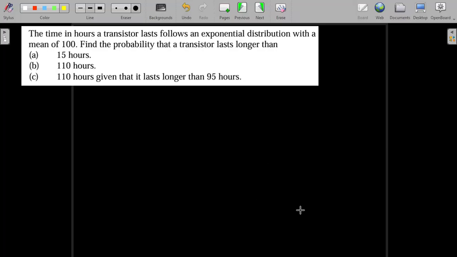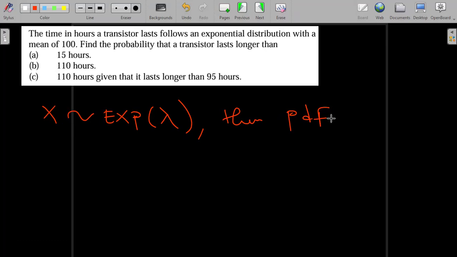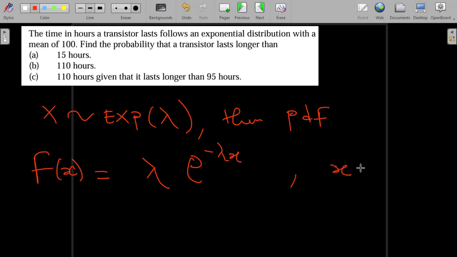Welcome to this video. In this lesson, we are going to look at questions on the exponential distribution. If you have a random variable x that follows an exponential distribution with the parameter lambda, then the PDF, f of x, will be given by lambda e to the power minus lambda x, for all values x greater than or equal to 0. So this here is our PDF under the exponential distribution.